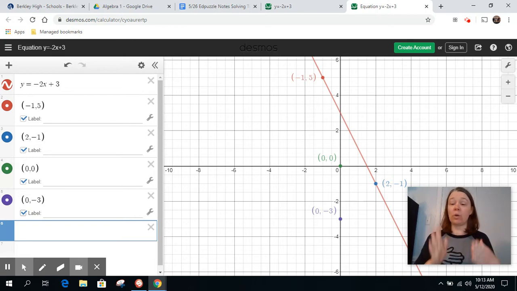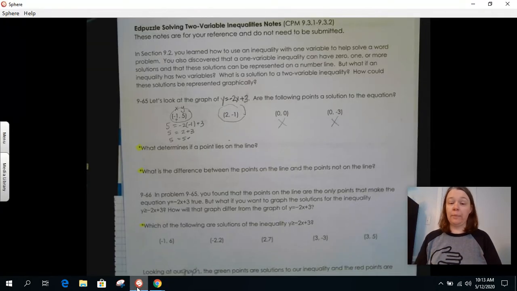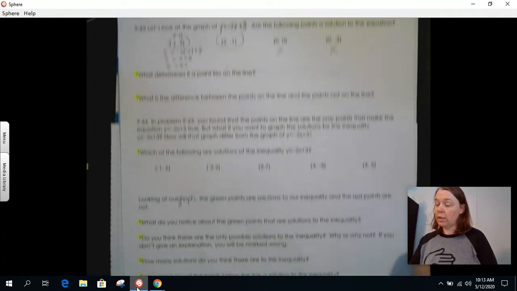Okay, so that's in general when you have an equation with two variables. Any of the xy pairs that make that equation true fall on the line, and anything that doesn't won't. Okay, so now let's look at this next one.